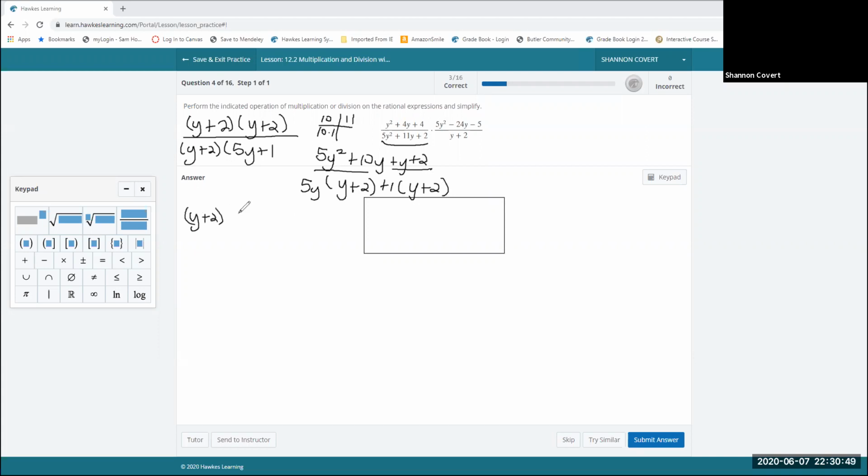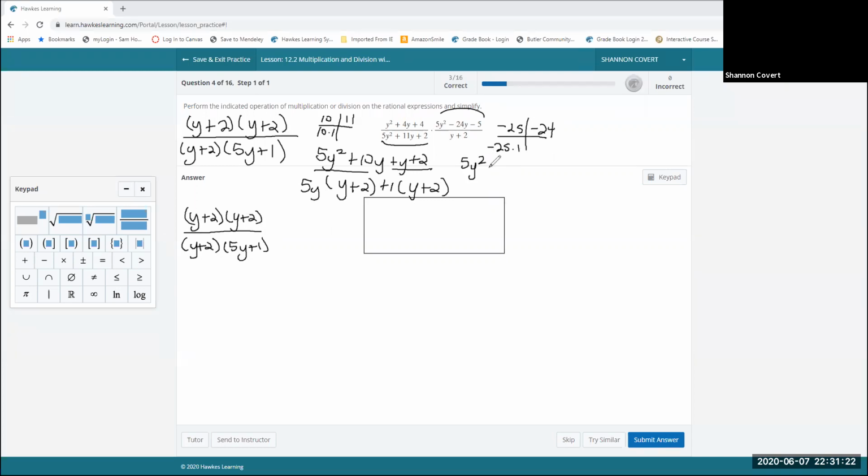I'm going to rewrite this down here and hope I can get the other one next to it. When we factor the right fraction, AC again, 5 times negative 5, I'm looking for two factors of negative 25 that when I add them together give me negative 24. So that's negative 25 and a positive 1.